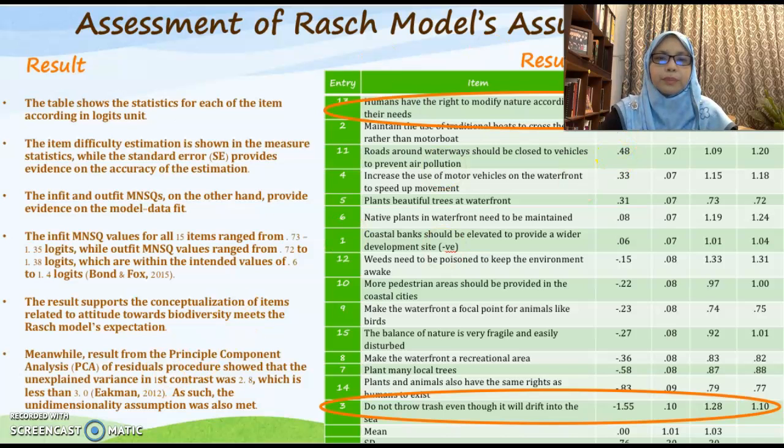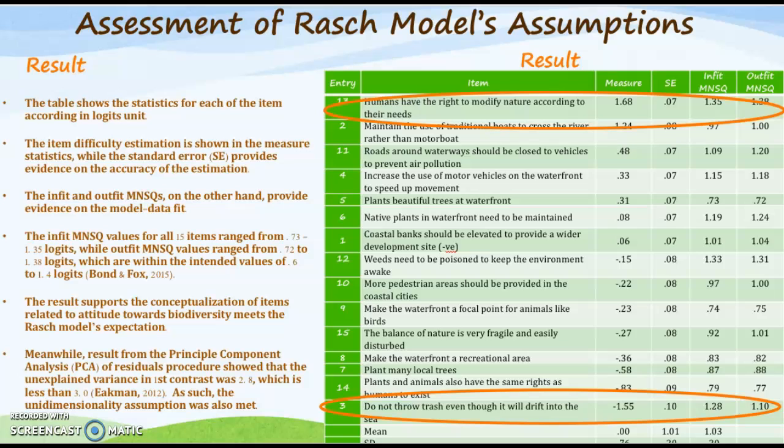From the table, we can see the statistics for each item according to its logit unit. The item's difficulty estimation is shown in the measure statistic, with the standard error, SE, which provides evidence on the accuracy of the estimation. The in-fit MNSQ values for all 15 items range from 0.73 to 1.35 logit, while out-fit MNSQ values range from 0.72 to 1.38 logit, which are within the intended value of 0.6 to 1.4 logits.